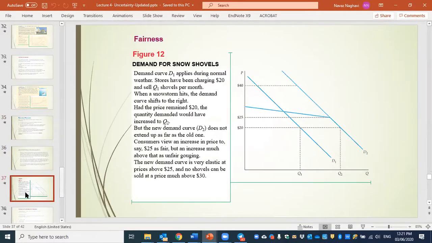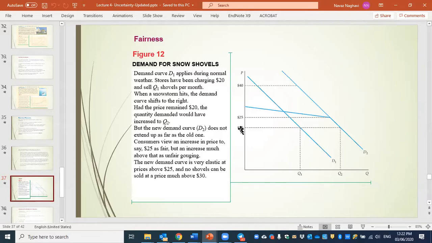Now I want to show you how our behavior is actually changing the demand curve. Normally, what do we expect about the demand curve? We expect that the demand curve is one straight line. So in this scenario, you can see that the demand curve here is D1. And the price, we say that the normal price that we expected is this 20. So that's why you can see this $20 here. You can see the demand curve. And let's say that the quantity demanded is, for example, Q1. We don't care how much it is. We just care about the price.